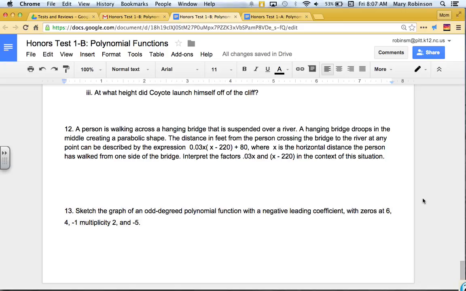13. Sketch the graph of an odd-degreed polynomial function with a negative leading coefficient with zeros at 6, 4, negative 1 multiplicity 2, and negative 5.